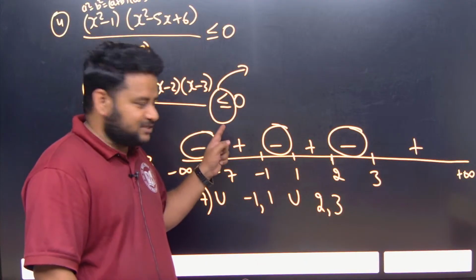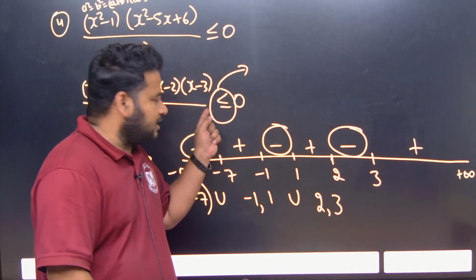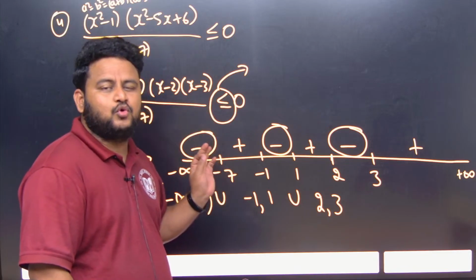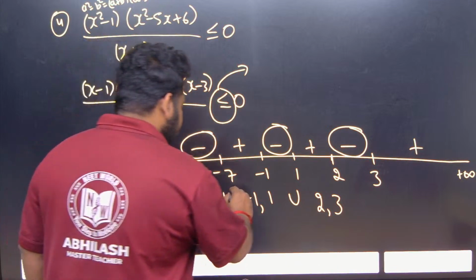This is what? Observe carefully. Less than or equal to. So this will become what? Here it will always be a closed interval. So this will be closed interval.